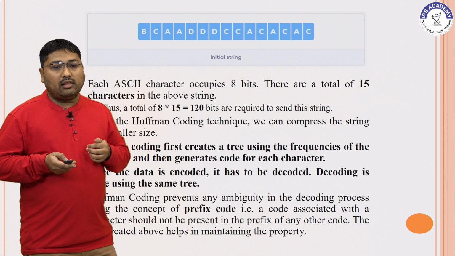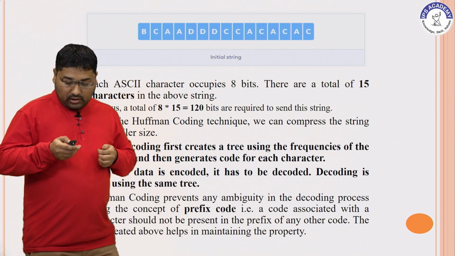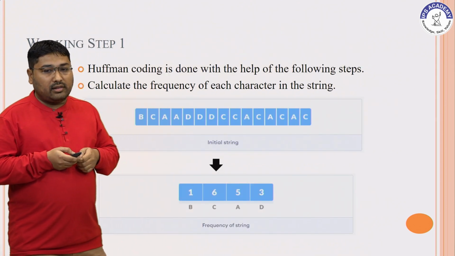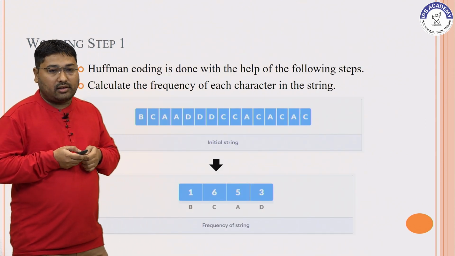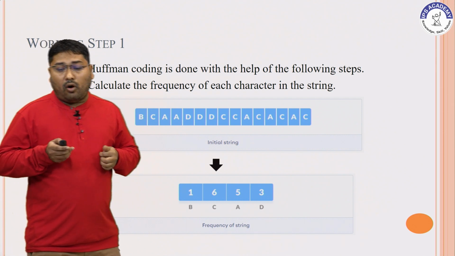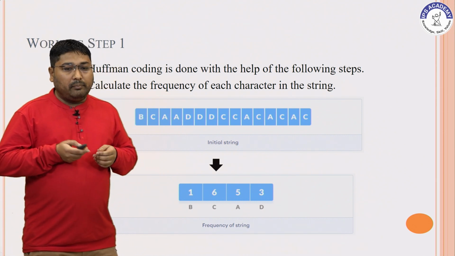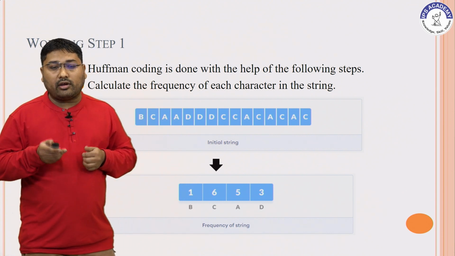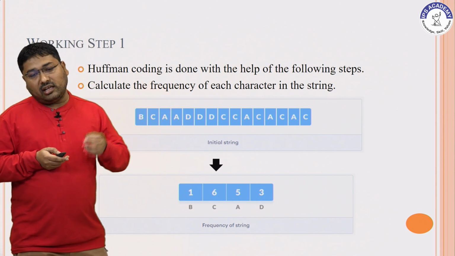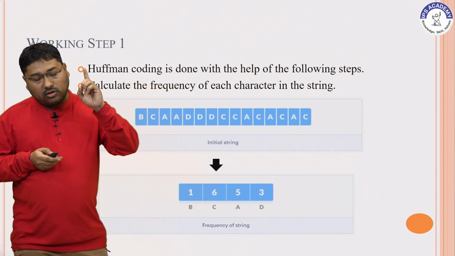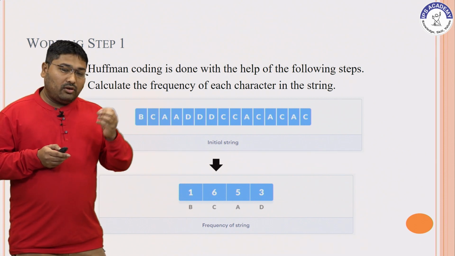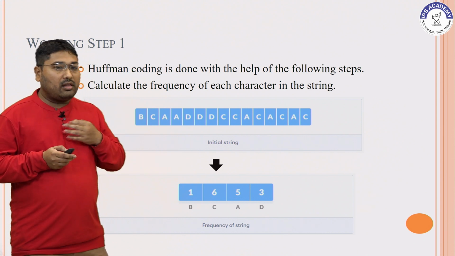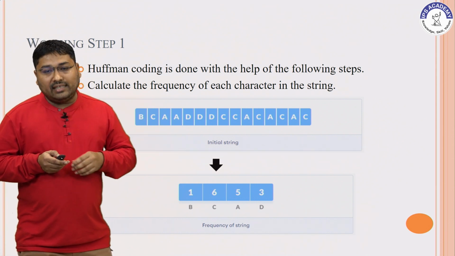Now we discuss the string BCCA given above. How can we convert this string into Huffman coding? Huffman coding is done with the following steps. Firstly, we calculate the frequency of all the characters in the message. Here, B occurs 1 time, C occurs 6 times, A occurs 5 times, and D occurs 3 times. The first step is to calculate the frequency of each character in the string.